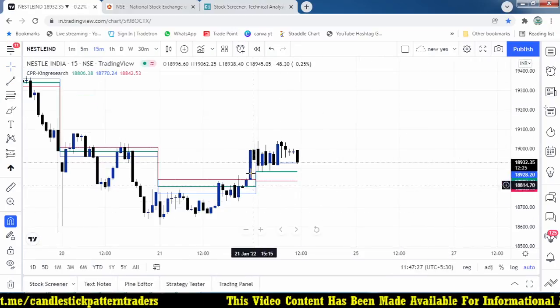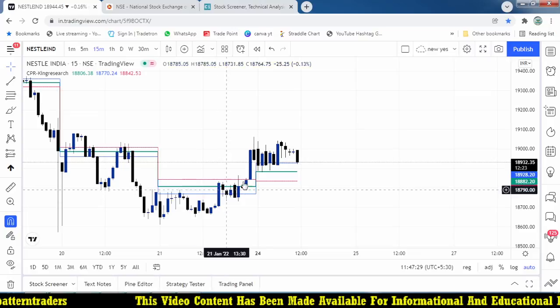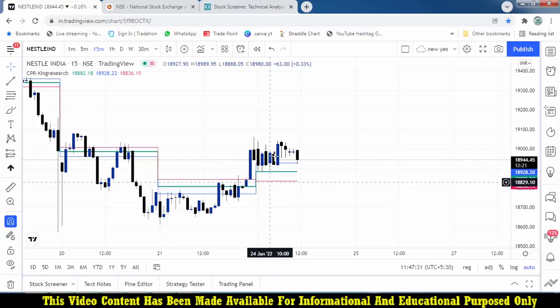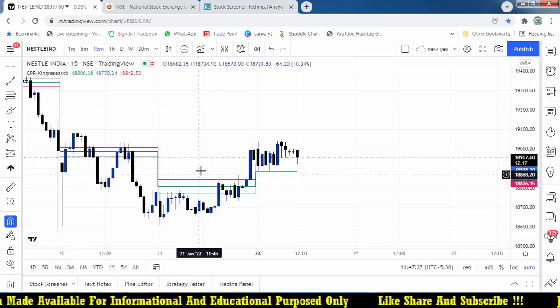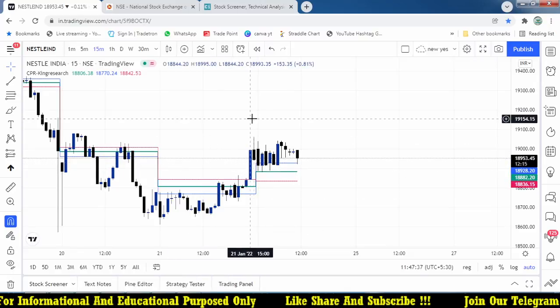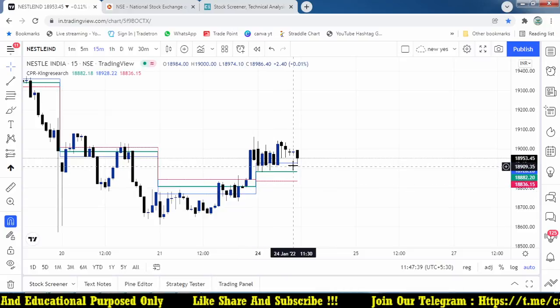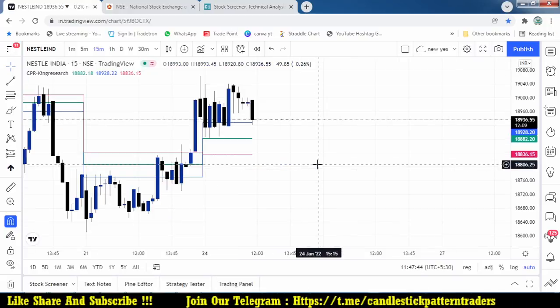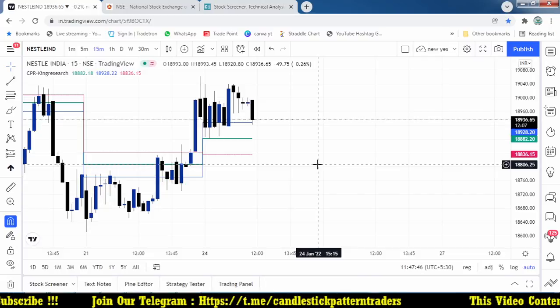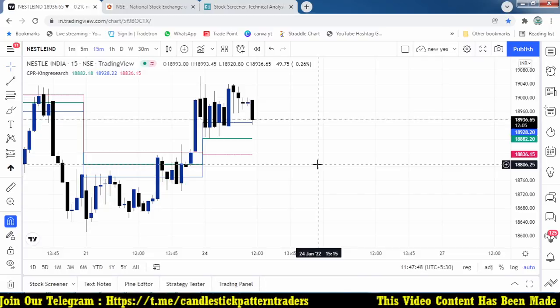Here it is overlapping with yesterday's, so I don't want that kind of thing. I want only a CPR that is completely higher than the previous day. That much I am expecting from the trade. Once that happens, I'm going to find a bullish kind of trade. That's it. I'm not going to take any trade as of now.